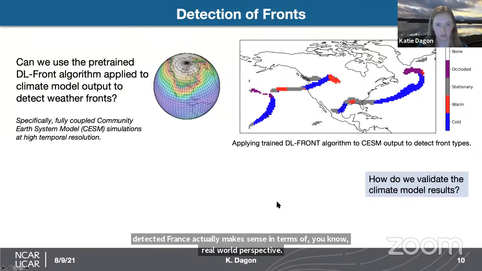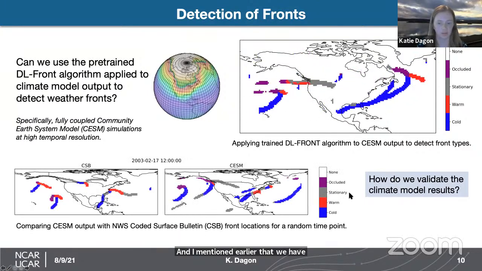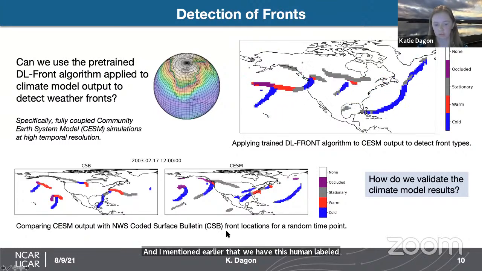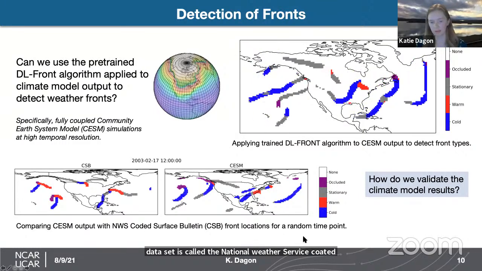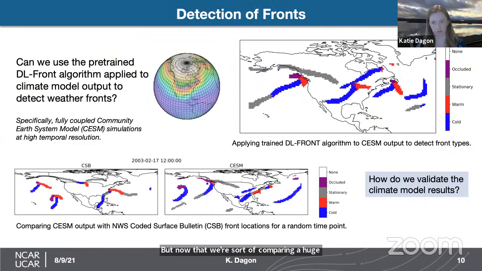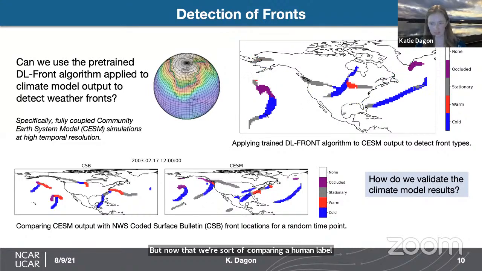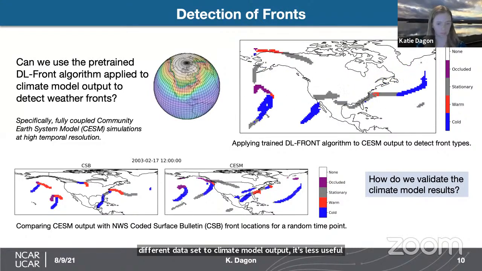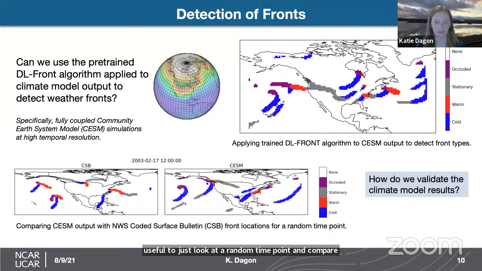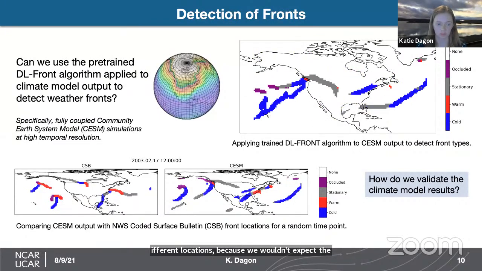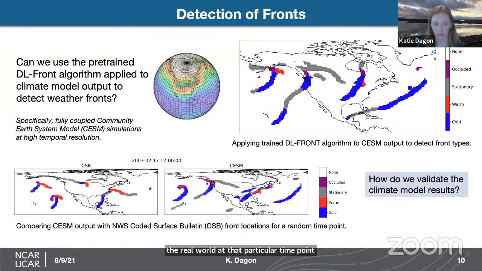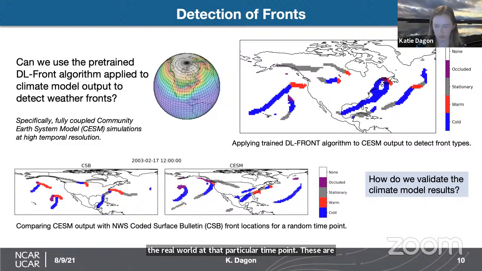And I mentioned earlier that we have this human labeled data set. It's called the National Weather Service Coded Surface Bulletin, or CSB. But now that we're comparing a human labeled front data set to climate model output, it's less useful to just look at a random time point and compare the front locations, because we wouldn't expect the climate model atmosphere to perfectly represent the real world at that particular time point. These are fully coupled climate model simulations.